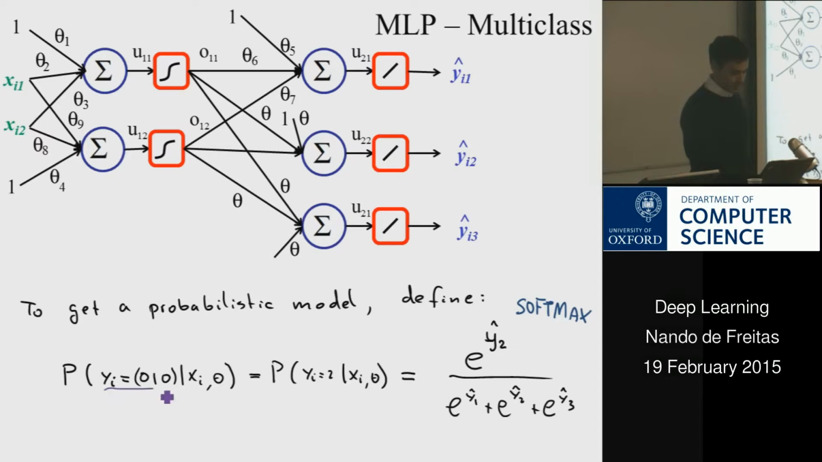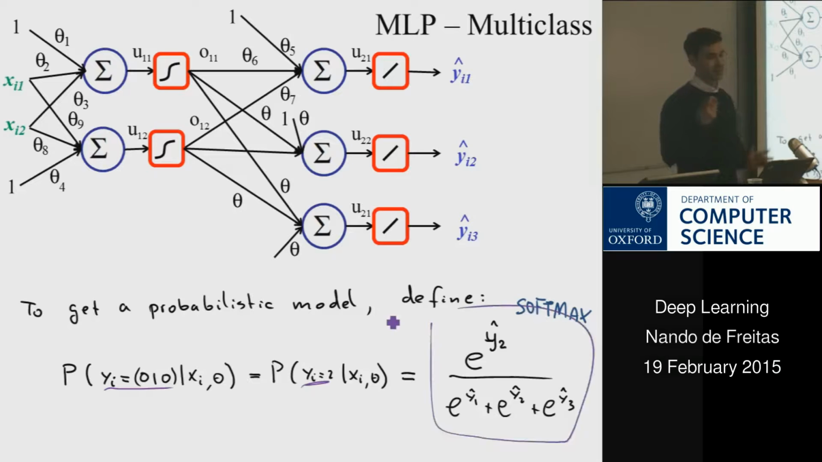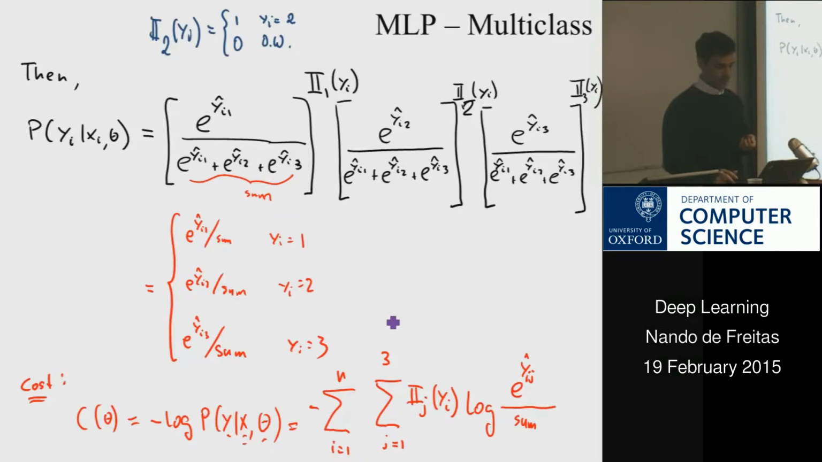The probability that y is 010, which corresponds to class 2, is just softmax, and this is what we introduced when we did logistic regression. You exponentiate one variable and divide by all the alternatives exponentiated, because they're all positive, and because you're normalizing, they'll be between 0 and 1. And if you add up the 3 possible cases, the 3 probabilities, you get 1. So we have a well-defined probabilistic model.